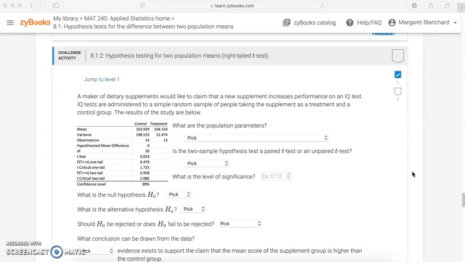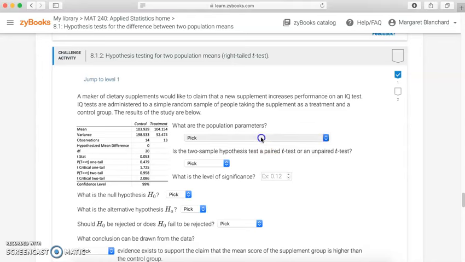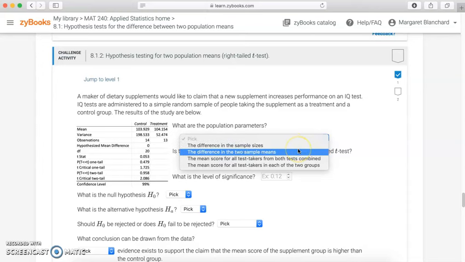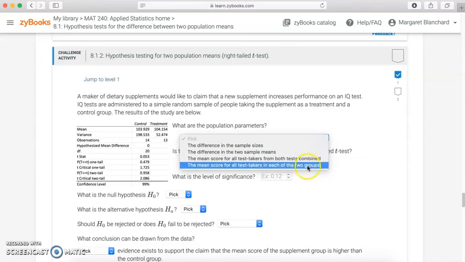A maker of dietary supplements would like to claim that a new supplement increases performance on an IQ test. IQ tests are administered to a simple random sample of people taking the supplement as a treatment and a control group. The results of the study are below. So one thing we need to do is first decide what our population parameters are. We're not looking at the difference in the sample sizes or the difference in the two sample means. We're actually looking for the mean score for all test takers in each of the two groups.